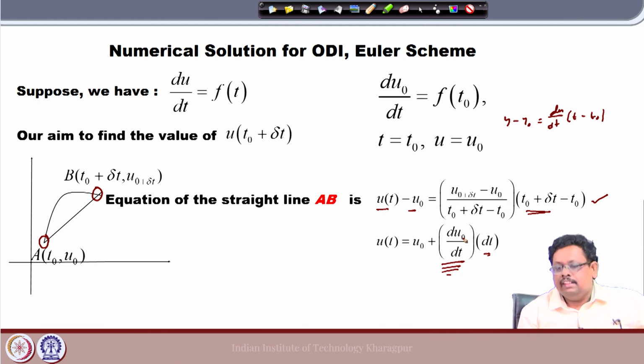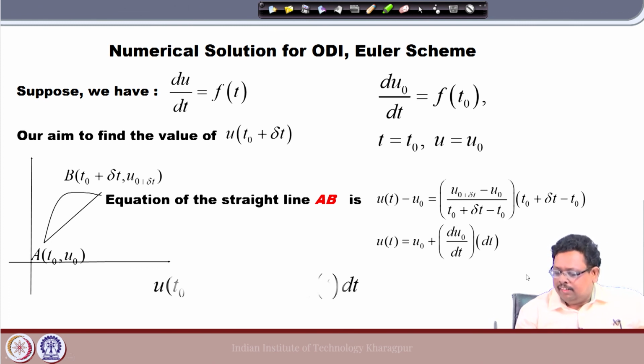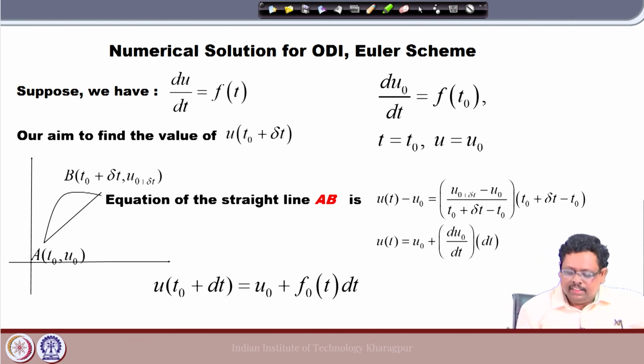This slope defines whether your method is implicit or explicit. If you use du0/dt, that means you consider the slope at this point, and it is the explicit method. But if you consider the slope at point b, then it is the implicit method. You have several courses for this, so I am not going to discuss it elaborately, only as much as required for this particular course. So this is my final numerical equation.